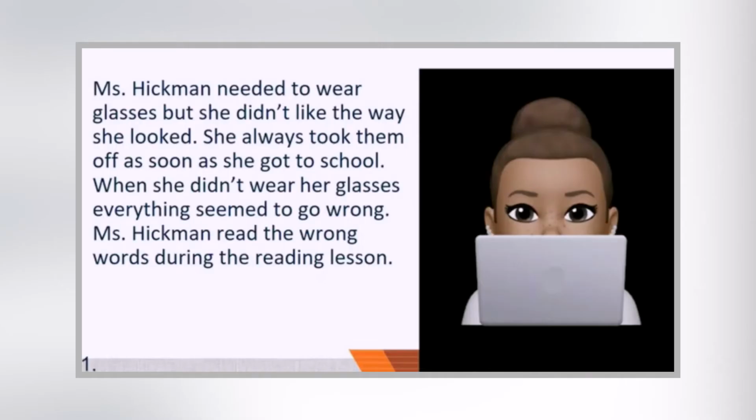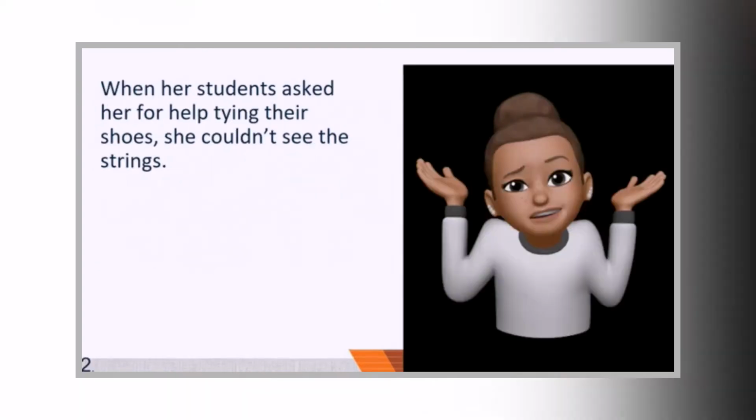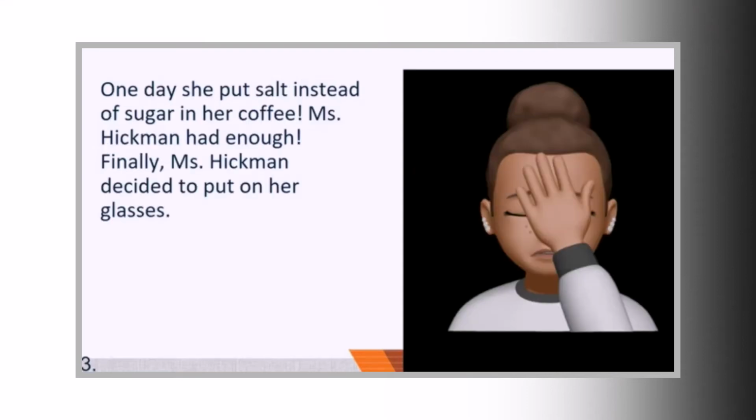Miss Hickman needed to wear glasses, but she didn't like the way she looked. She always took them off as soon as she got to school. When she didn't wear her glasses, everything seemed to go wrong. Miss Hickman read the wrong words during the reading lesson. When her students asked her for help tying their shoes, she couldn't see the strings. One day, she put salt instead of sugar in her coffee. Miss Hickman had enough. Finally, Miss Hickman decided to put on her glasses.